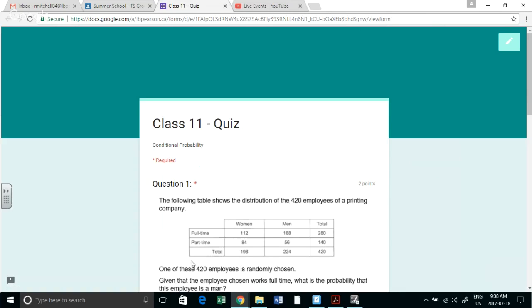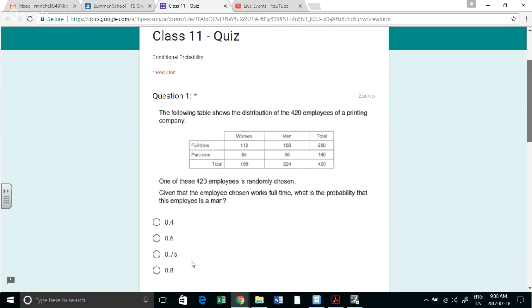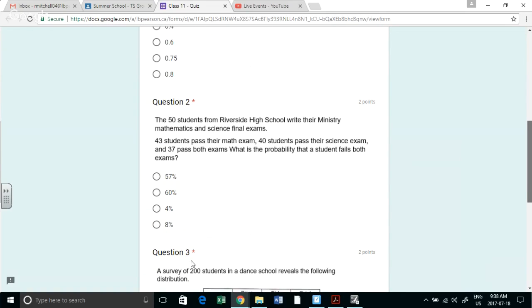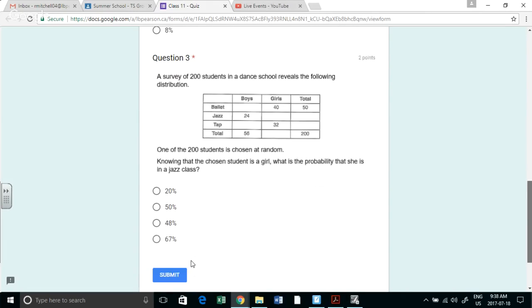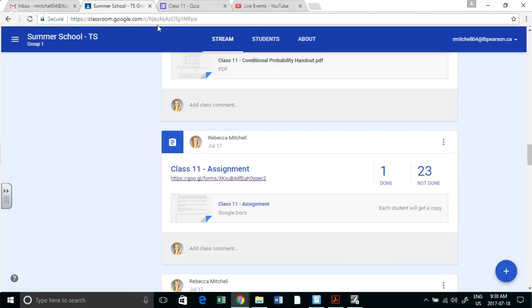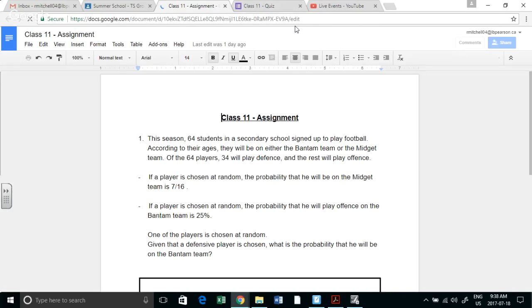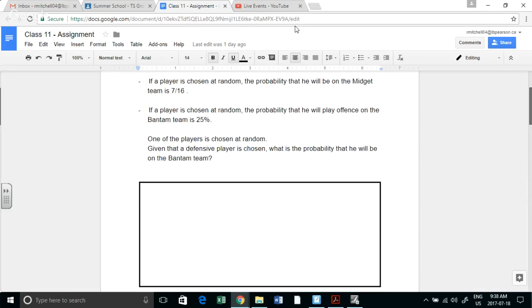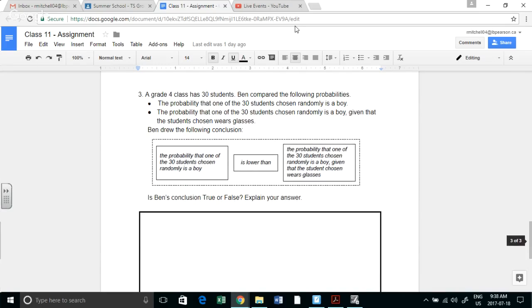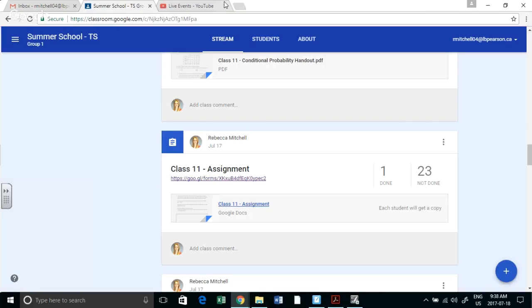So on the forms, now this question is conditional probability. This is conditional probability, and this is conditional probability. So that gives you some practice there, as well as this. This is conditional probability, but you have to create the table, and so is this one. Except this one you have to think a bit more. Okay, so that's conditional probability.